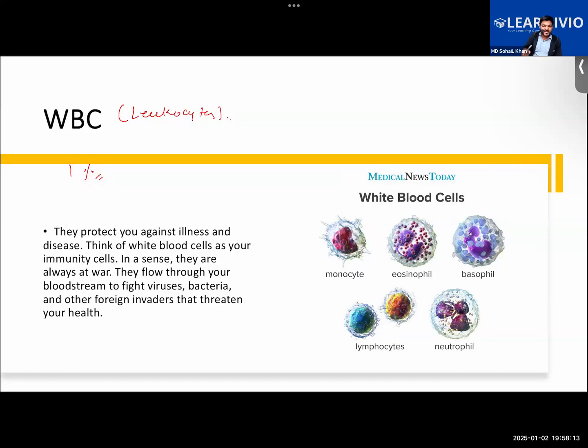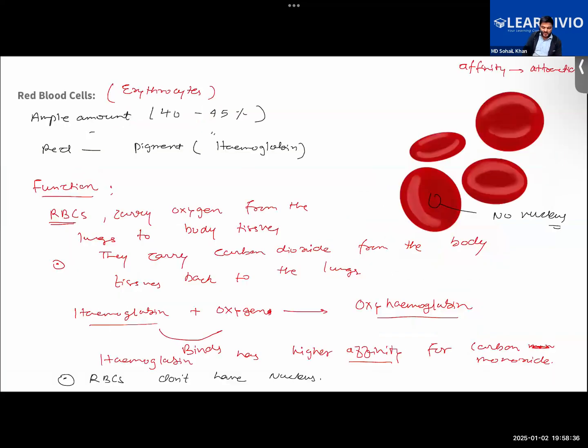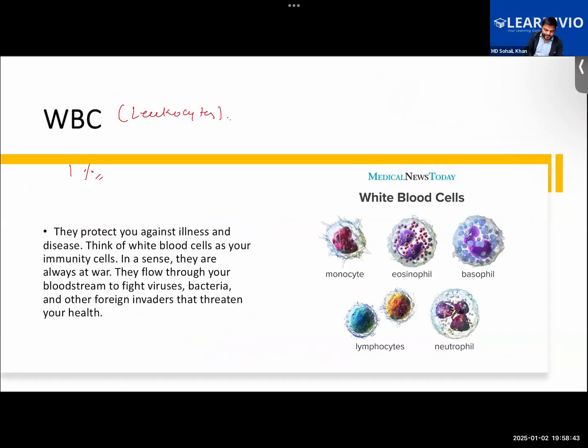These cells fight against the germs present in our body. Whatever germs enter our body, these cells will be fighting with them. You can think of them as soldiers, or as your immunity cells. So they are very much important. They will flow through the blood to different parts, and they will fight with the viruses, bacteria, or other foreign invaders that have entered our body. So that was about the white blood cells, also called leukocytes.